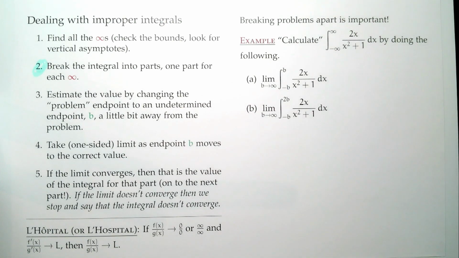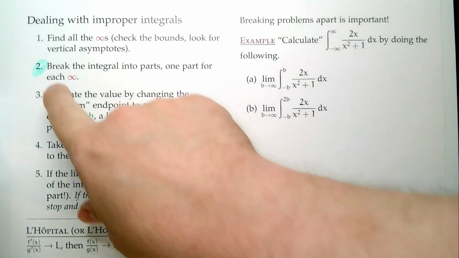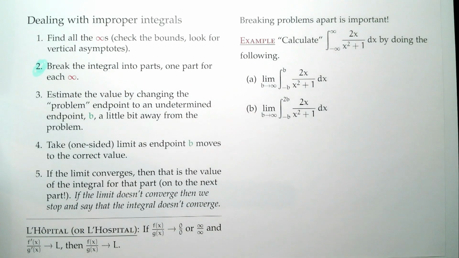Now, one of the things that we said is, if you have multiple problems, you really got to break it up into parts and handle each part separately. And that's the second point here. And that brings us to the example. So here we have this integral, negative infinity to positive infinity, 2x over x squared plus 1. Now, the integral is not meant to be hard, because I'm hopeful at this point that if you see something like that, you know how to integrate it, or at least you know how to take the antiderivative.